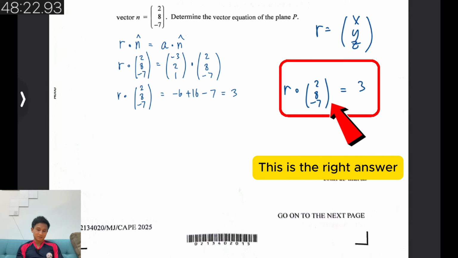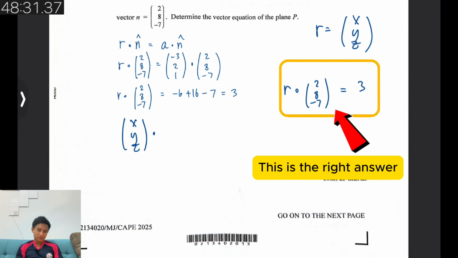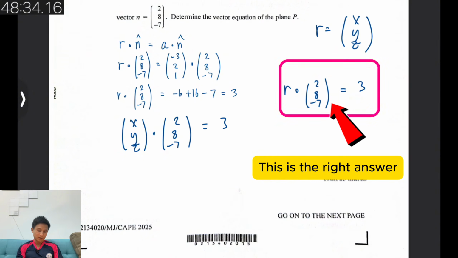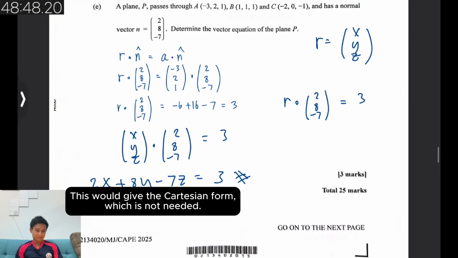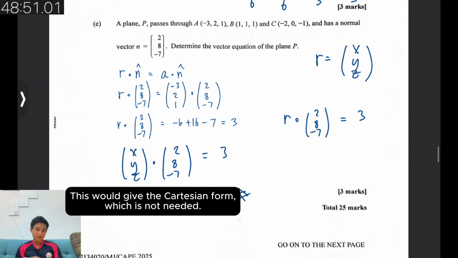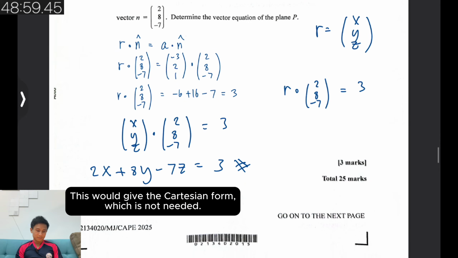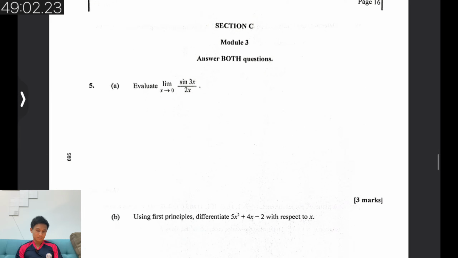Or we can put Cartesian, right? So the Cartesian form would be, because r is basically x, y, and z dot 2, 8, minus 7 equals 3. So you would have 2x plus 8y minus 7z equals 3. So I think we should answer in this form. That's the vector equation of the plane. You could have used any point here rather than this. You could have used that as well. All right? Okay, I think I'm okay with that.